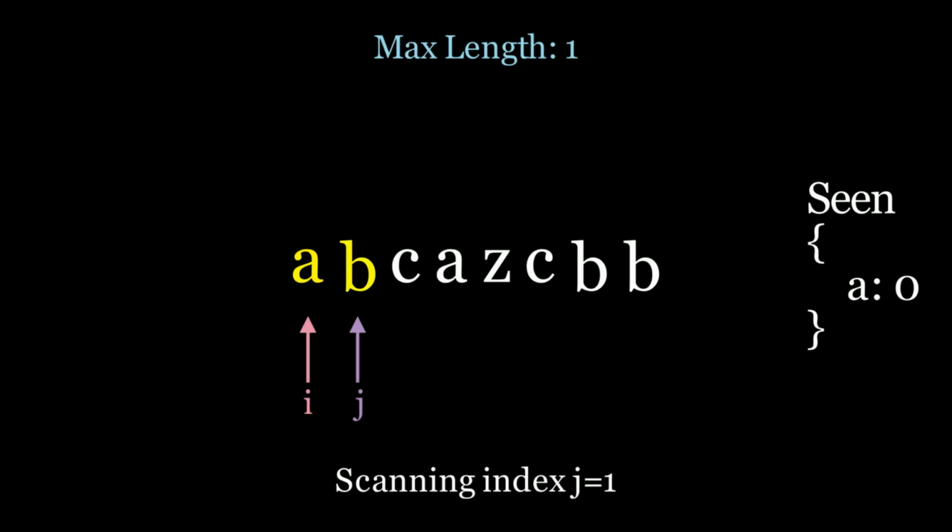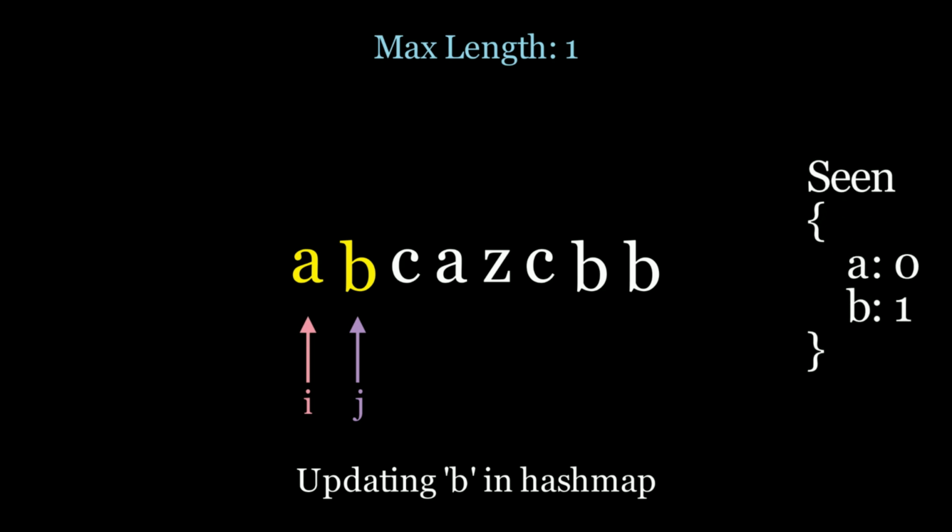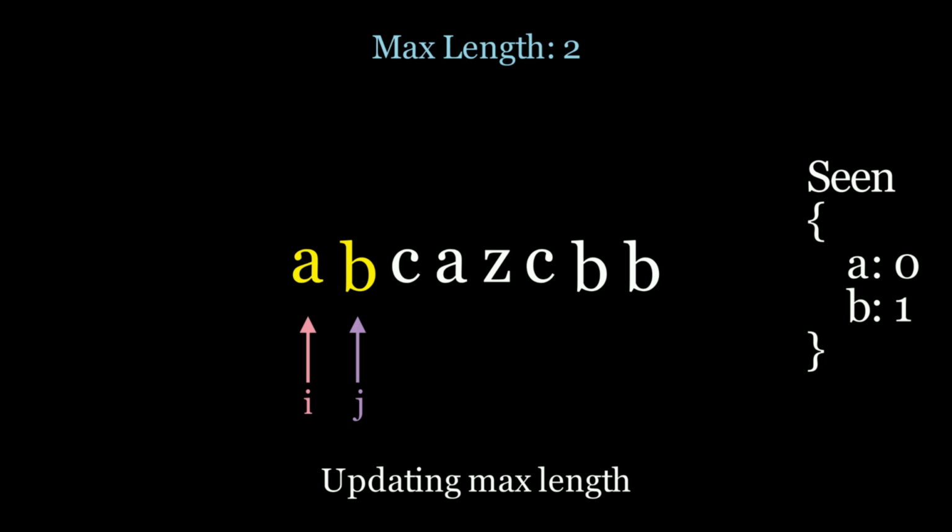Now we move j along, right? The idea is we're going to move j as far as we can, and then if we find a duplicate element, then we're going to have to move i, but we're going to deal with that when we find a duplicate element. For now, move j as far as we can. So now j is at b. B is not in the hash map, so we haven't seen it before, so we can take it. So let's add b to the hash map at index 1, and let's update the max length to 2. Right? The substring AB.